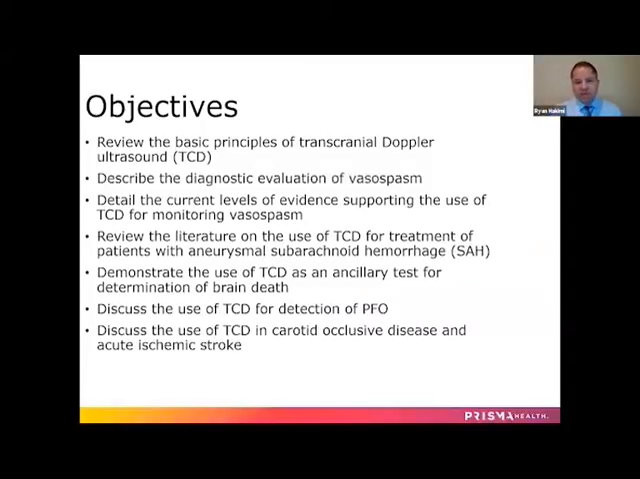The objectives of our discussion today are to review the basic principles of transcranial Doppler ultrasound, to describe the diagnostic evaluation of vasospasm, to detail the current levels of evidence supporting the use of TCD, review the literature with regards to subarachnoid hemorrhage, and demonstrate the use of TCD as an ancillary test for brain death, as well as a brief discussion about PFO, and discuss the use of TCD in carotid occlusive disease with a case at the end.